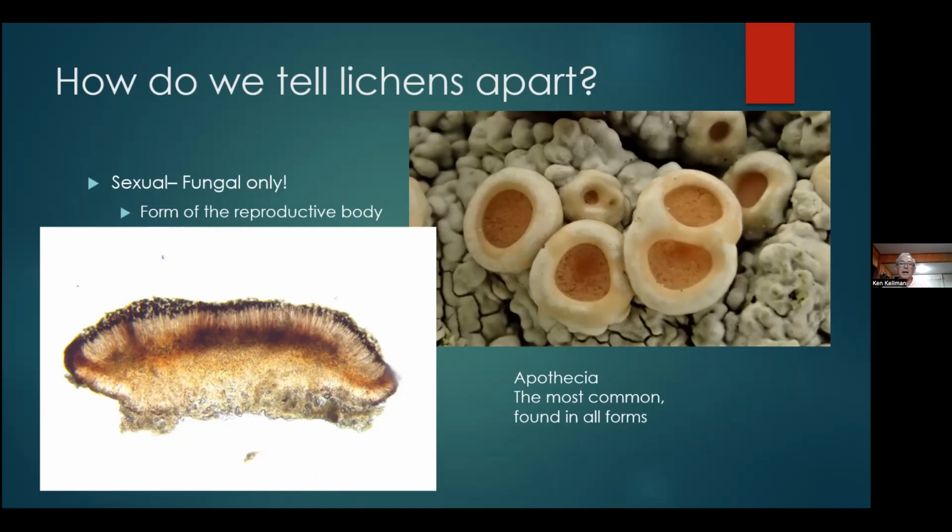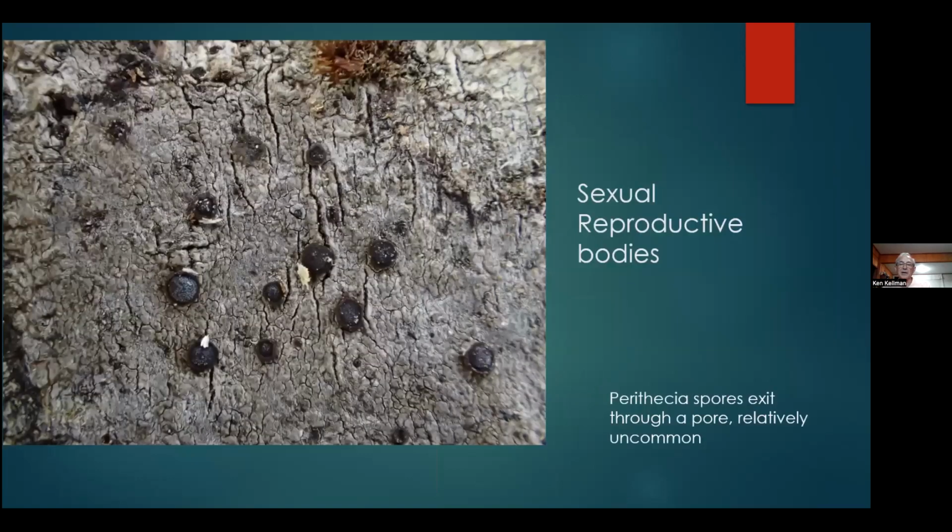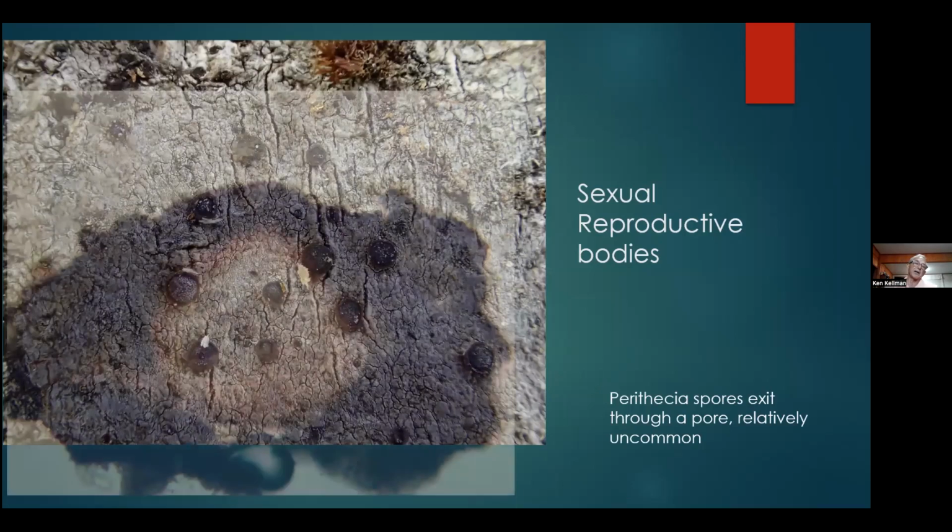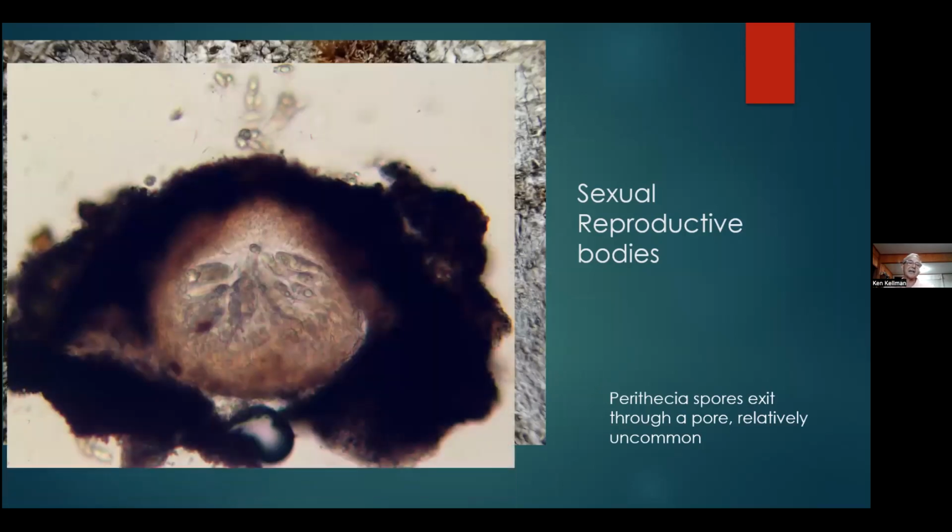Another reproductive body is called perithecia, and with these, the spores exit through a pore on the top, and they're relatively uncommon. If you cut a section with one of these, you'd see this cavity where the spores are being created, and here are some spores escaping through the pore on the top of the perithecium.